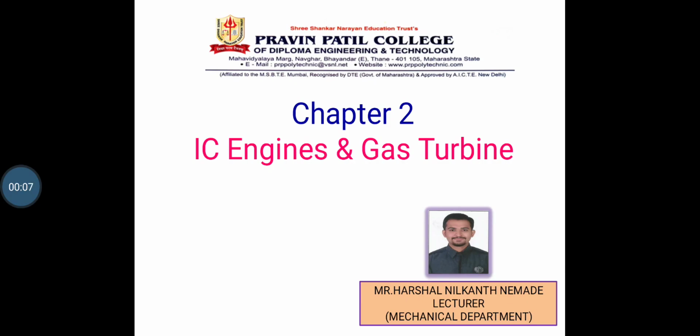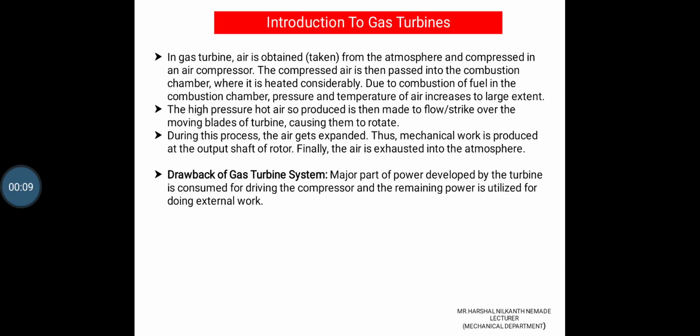Now we will continue with chapter number 2, introduction to the gas turbine. In a gas turbine, air is taken from the atmosphere and compressed in the air compressor. The compressed air is then passed to the combustion chamber, where it is heated considerably.